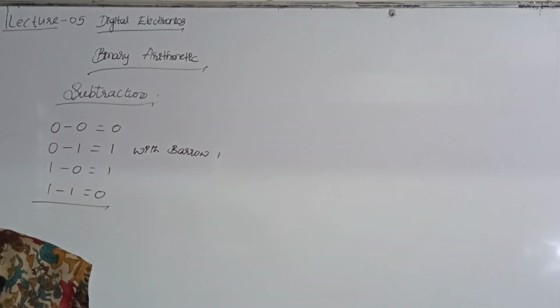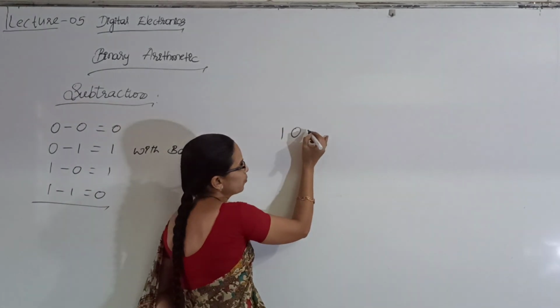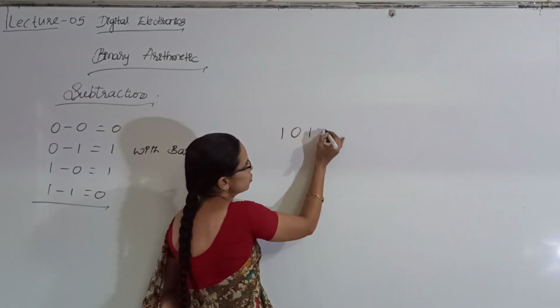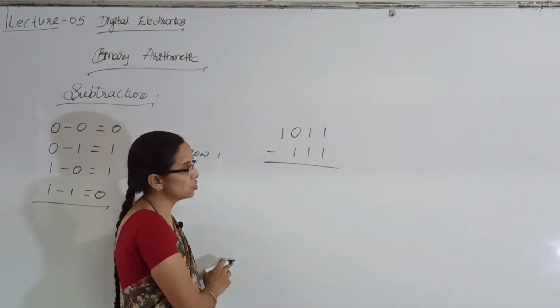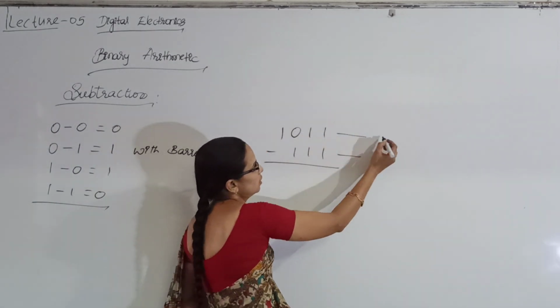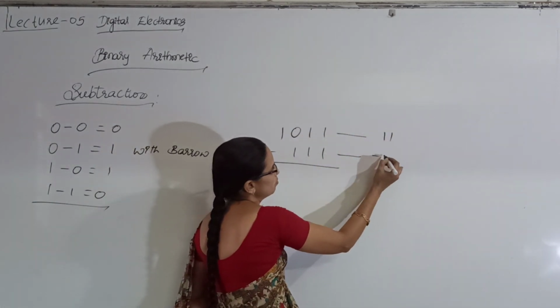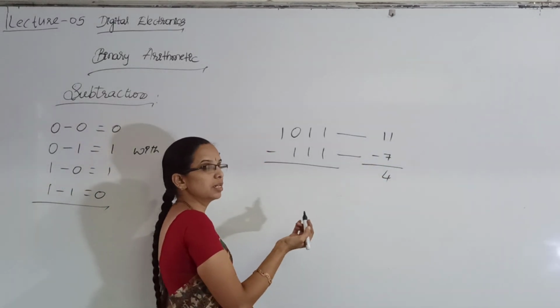We'll take a smaller number, 1011 minus 111. It is 11 minus 7. You should get 4 as the answer. What should be the answer in binary?